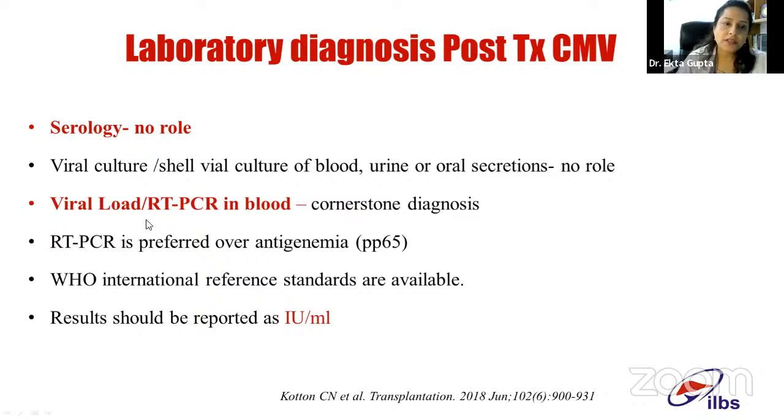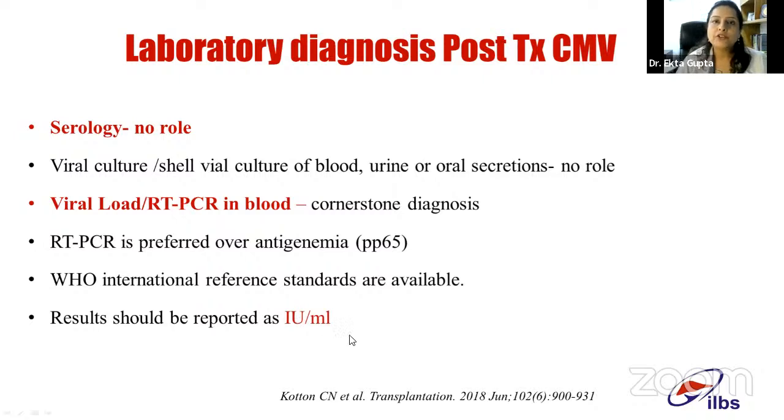The cornerstone of diagnosis is a viral load assay, and now with RT-PCRs available, this is the most important test we do. It is usually preferred over antigenemia, which a decade back was considered a better method, but it requires whole blood, has to be done immediately, and is observer specific. A lot of literature has shown RT-PCR to be a very important method. WHO has now given international reference standards, so all reports have to be given in international units per ml.